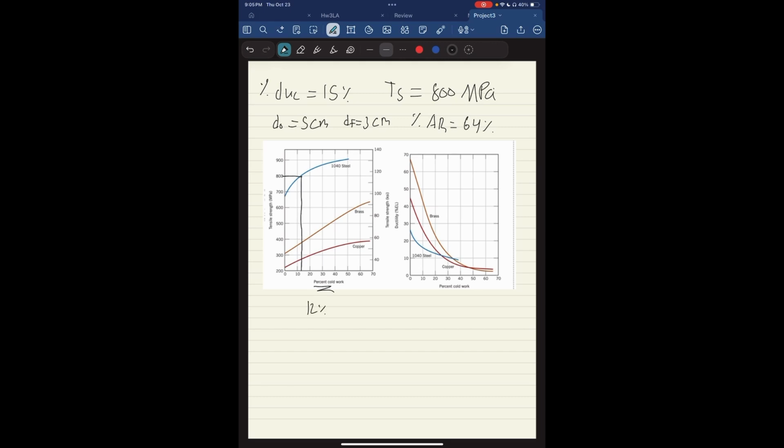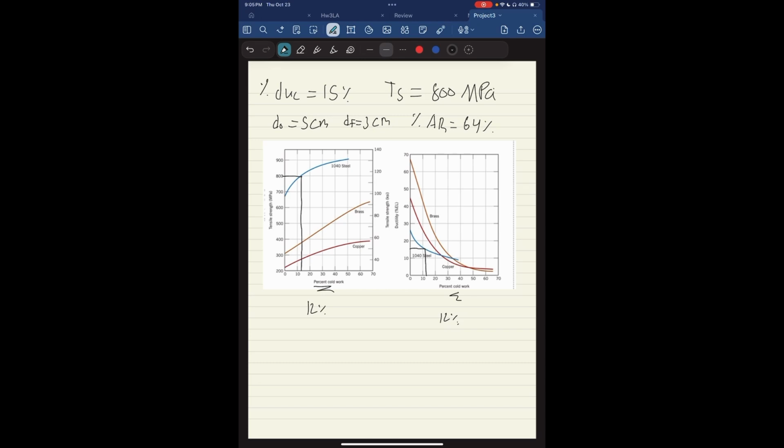But we also want to make sure we have at least 15% ductility. So we're going to do the same thing on this graph over here. We're going to find our 15% ductility, draw a line over, and then draw the same line down. And we'll see it's in about the same spot, 12%.